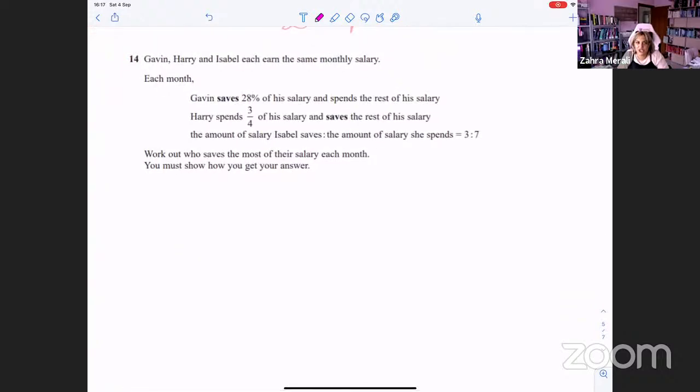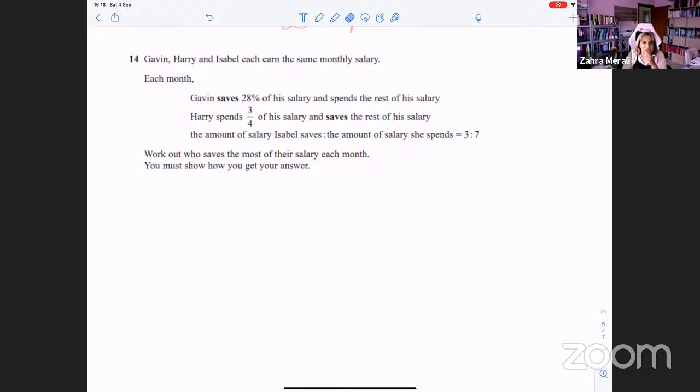Right, so this is question 14 of an exam paper, which tells you it's quite far along. So it's going to be a bit tricky. It's your level 5 question. It's towards the end of the foundation paper. And it's what you should be doing, okay? It's what you should be able to get if those are the grades you're aiming for. So we've got Gavin, Harry, and Isabel each earn the same monthly salary.